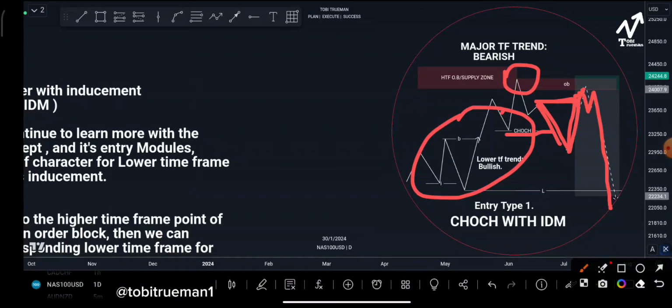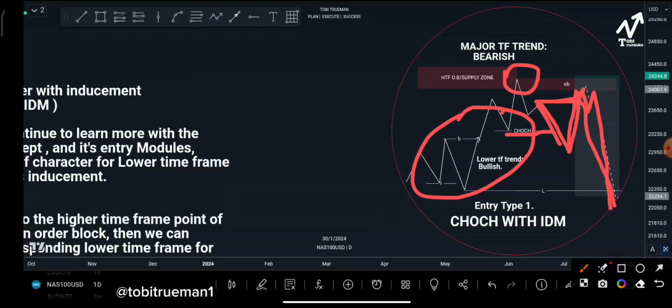Anyone, this structure can apply, this model can apply, whether you are buying or selling, it's all right, in as much as you can identify your higher time frame order block and lower time frame structure, and when price taps into it, you know what to do. So now we'll be able to sell.